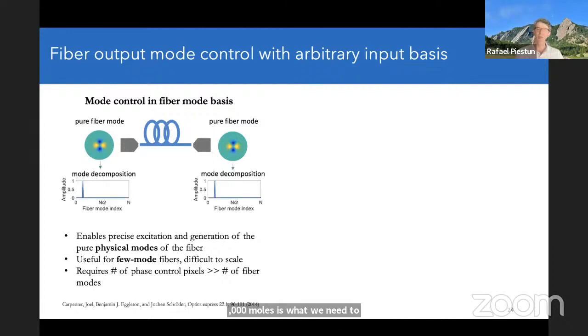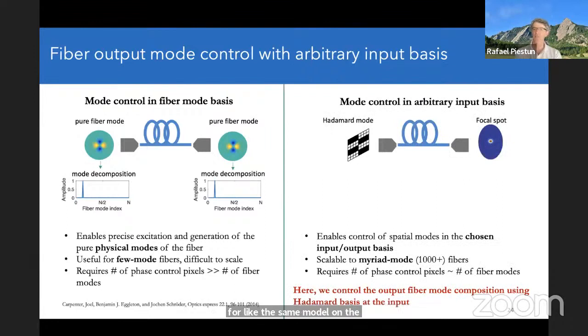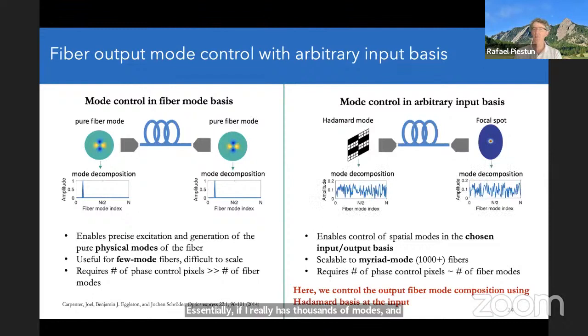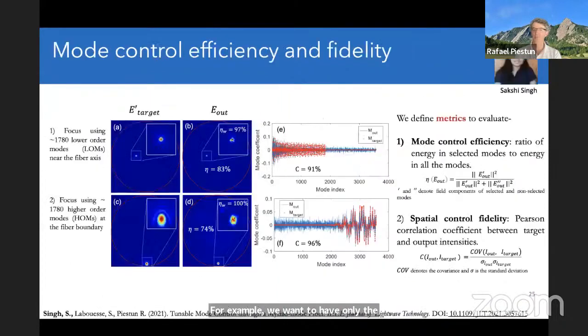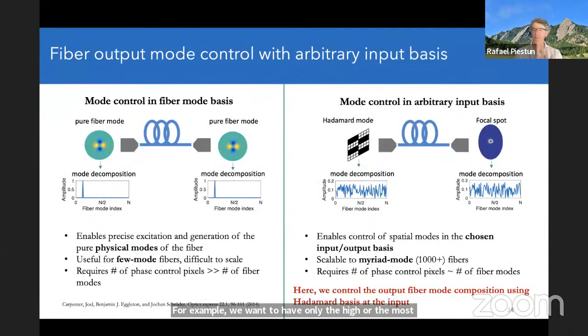So in communications, when people think of transmitting one mode, they want to send one mode and collect the same mode on the other side. Our problem is a little bit different. We have what we call a myriad mode fiber, essentially a fiber that has thousands of modes. And what we want is to have a mode decomposition at the output that fits our constraints. For example, we want to have only the higher order modes transmitted at the output. So the problem is a little bit different from what people do in communications.